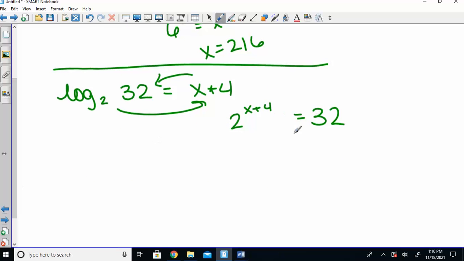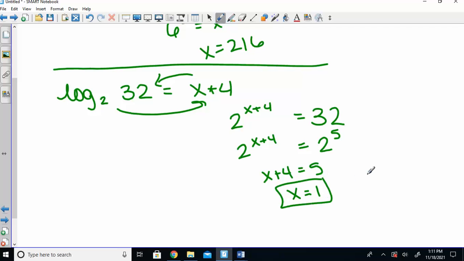As written, you could add logs, but what else could you do? 32 is 2 to the 5th. So watch for those opportunities to get a common base. Okay, they might start that way. It might be those log problems.